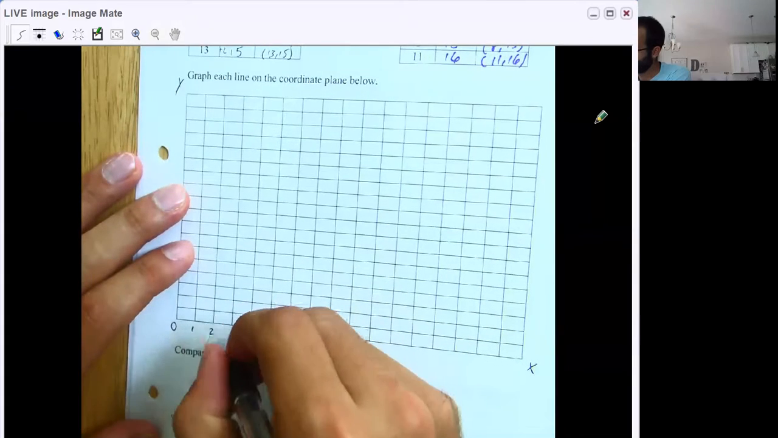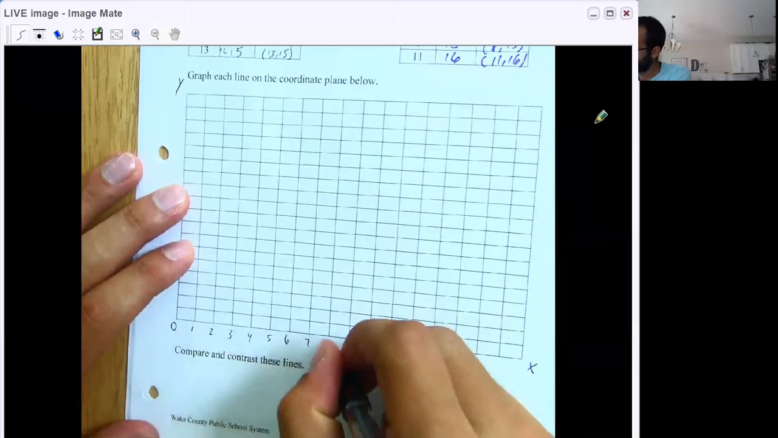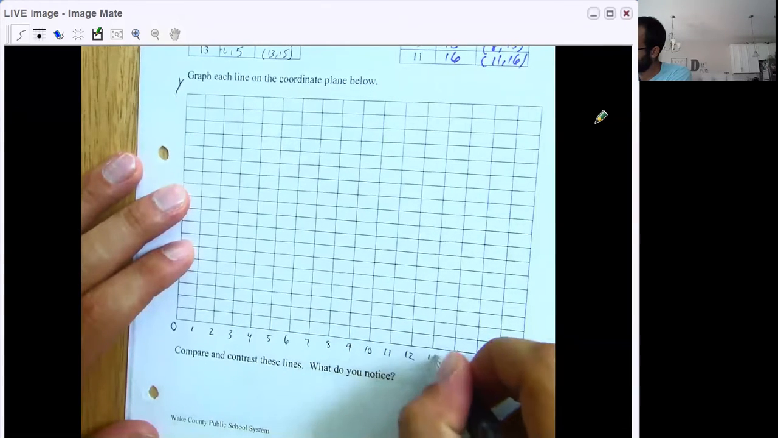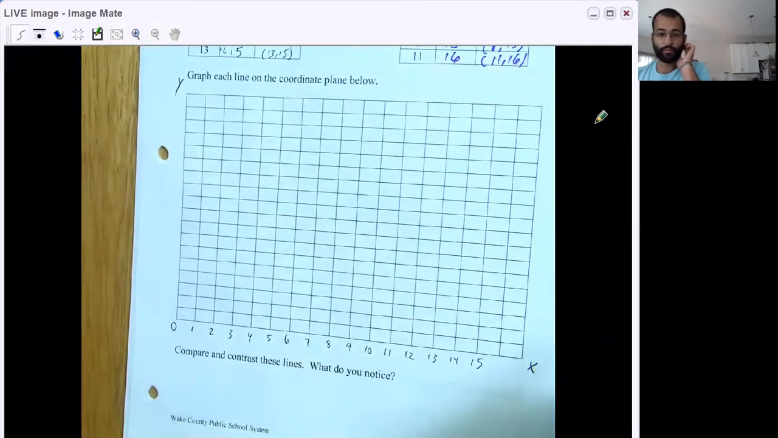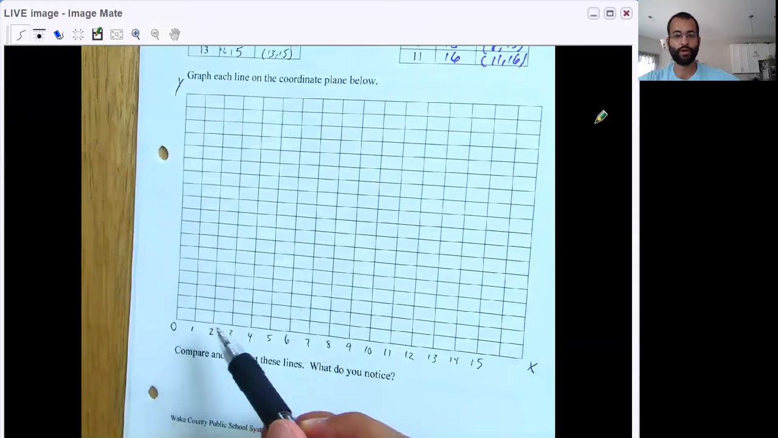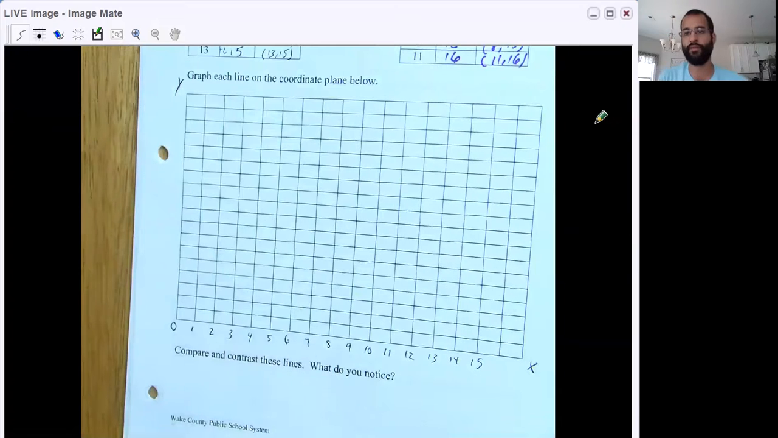1, 2, 3, 4, 5, 6, 7, 8, 9, 10, 11, 12, 13, 14, 15. We said that 13 was the biggest one, so I want to make sure. Now, please notice that each of my lines are lined up with a number. The numbers aren't in between. Each number is lined up perfectly with one of the lines.